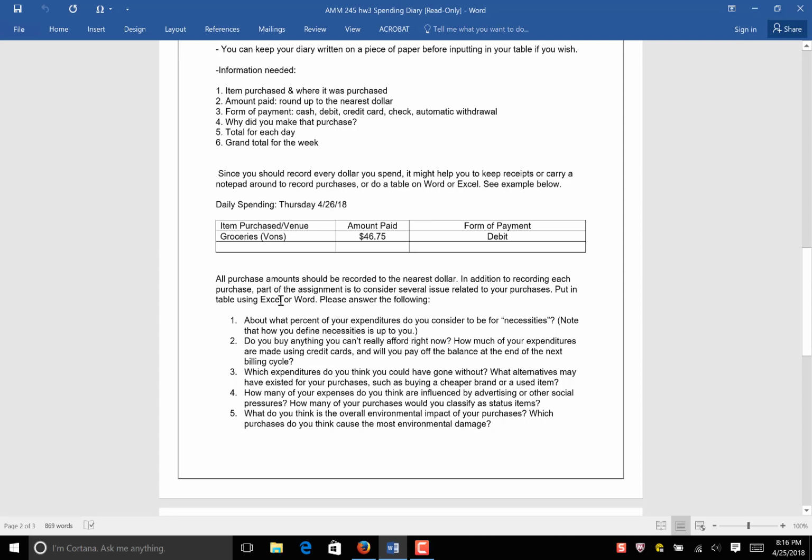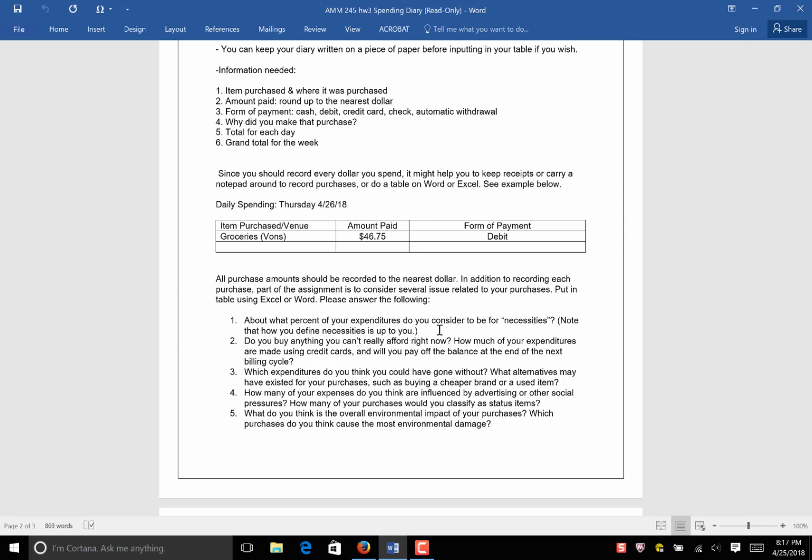And basically consider, again, why you made those purchases. So you're going to answer the following. About what percent of your expenditures do you consider to be necessities? Note, how you define necessities is up to you. Okay, so if you're like, it's a need, not a want, then you decide. You're the one calling the shots here. You decide what's a need or a want. I know I've discussed in class that you blur the lines a little bit, but we're talking about you. So you decide what's a need and what's a want.